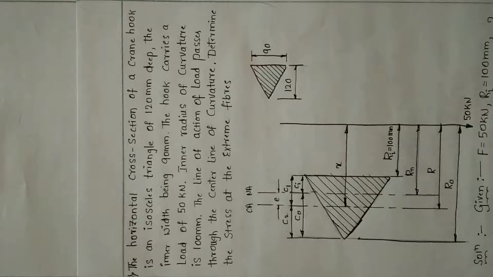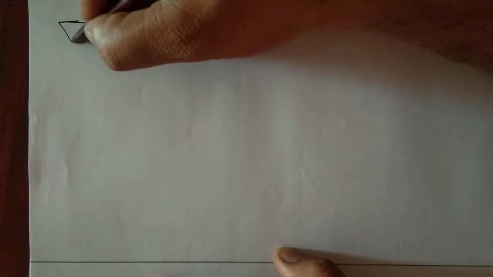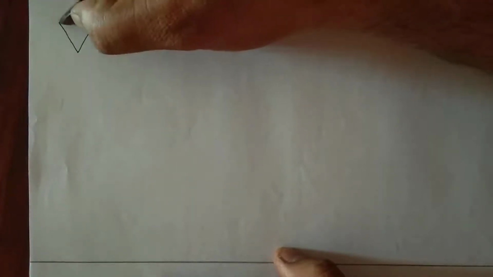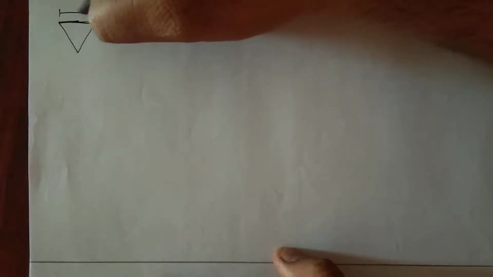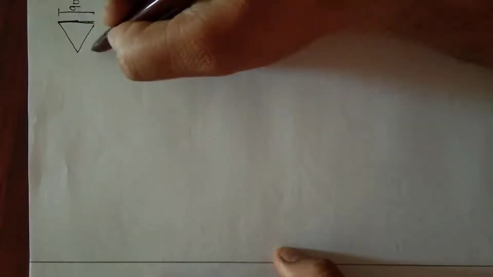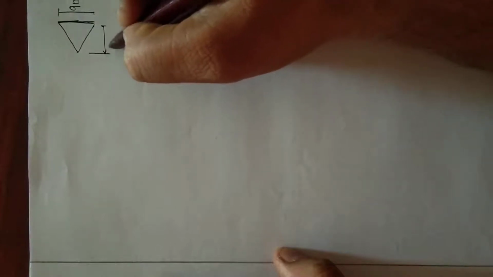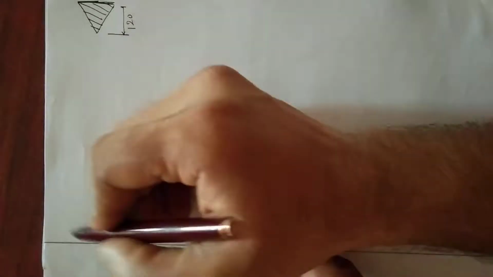Now we shall solve this problem. He has given the triangle, and he said it is an isosceles triangle. In an isosceles triangle, two sides are equal and the corresponding angles are equal. The base is 90 mm and the total depth is 120 mm. I have specified all the notations there. So what is given?